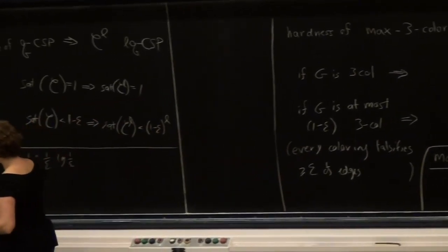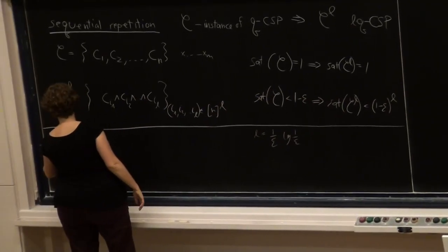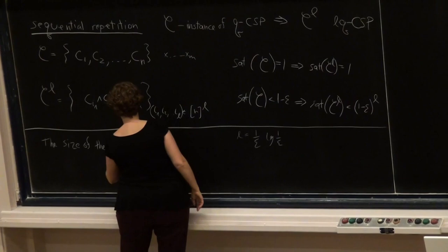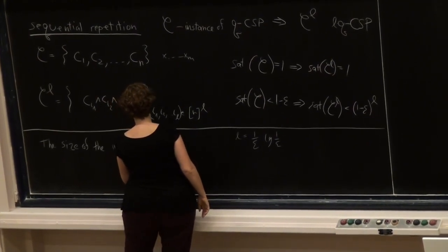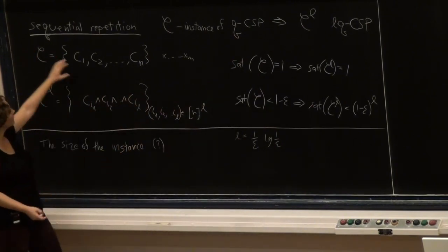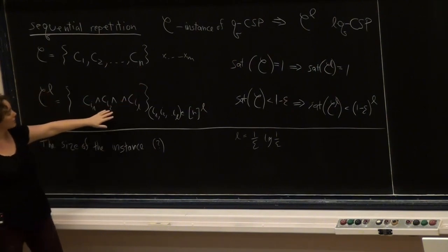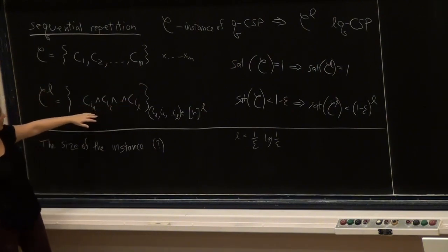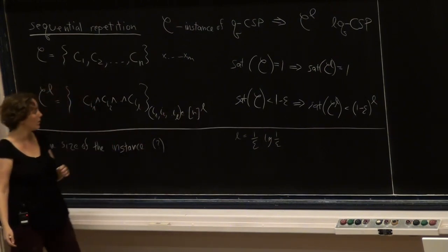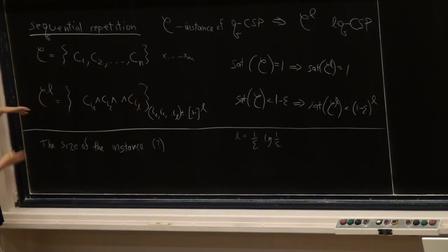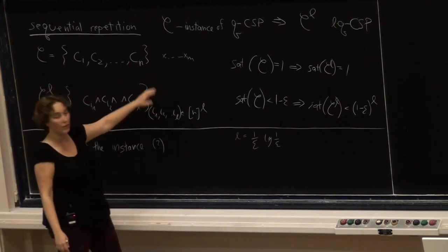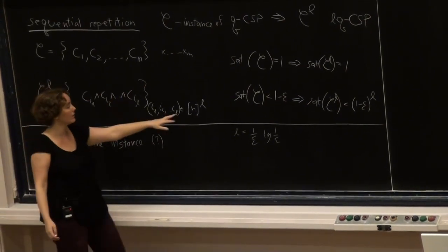The second comment I want to make relates to the size of the instance. If I start out with an instance with n constraints, after I did this trick of sequential repetition, I got an instance whose size is much bigger. It grew to the power of L. It's a big blow up. Actually, it's very easy to do the same thing, but get the instance to remain roughly of the same size. To stay polynomial, it has to be independent of L.